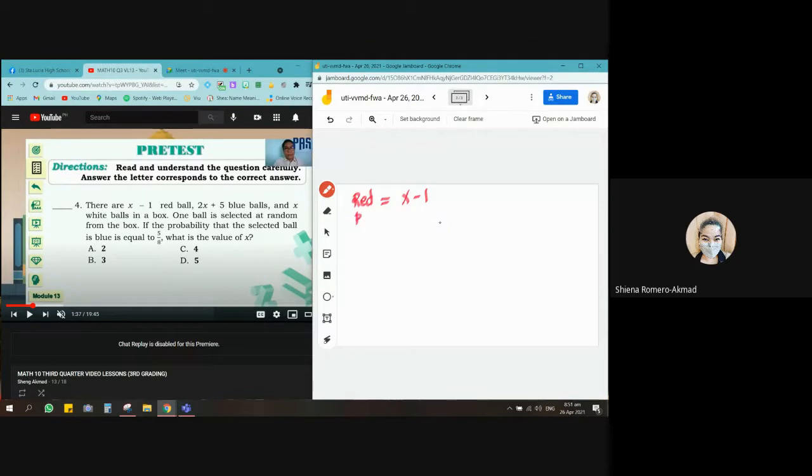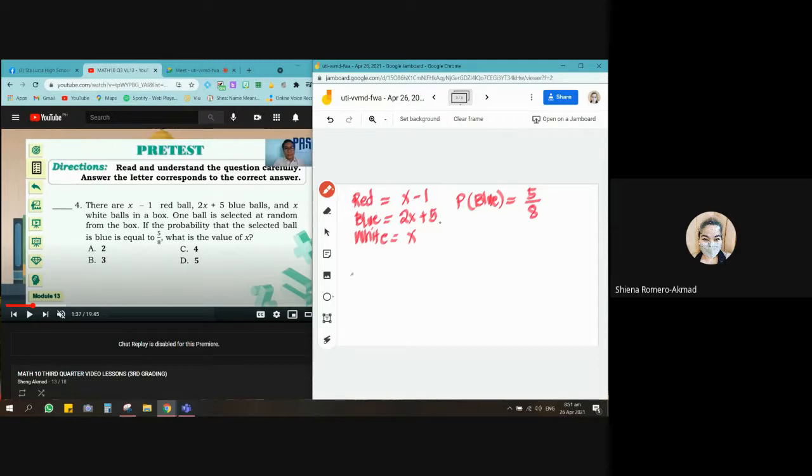While the blue balls are equal to 2x plus 5. For the white balls, we have x. And the probability that we will get a blue ball is 5 over 8. So what we will do is look for the value of x. Now, to do that, how do we compute the probability?